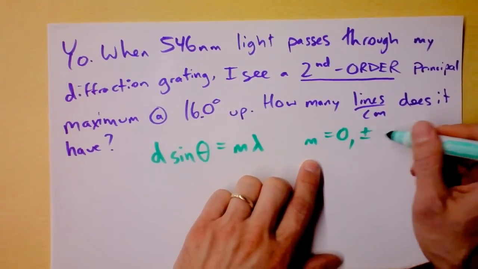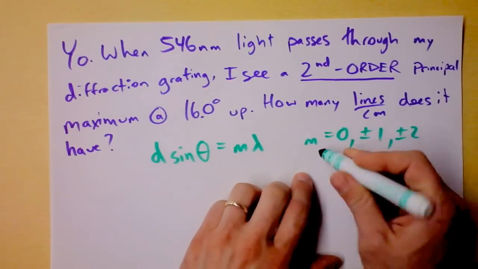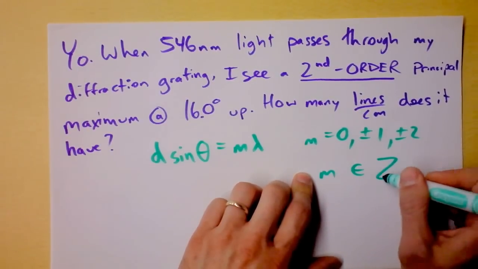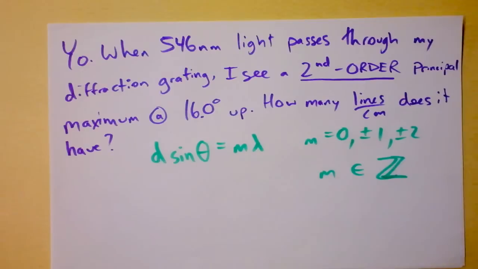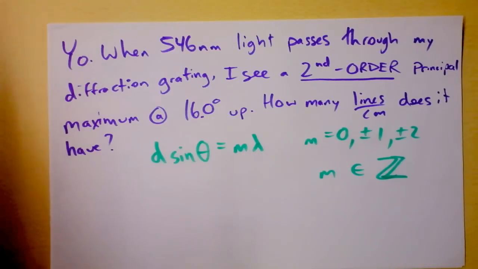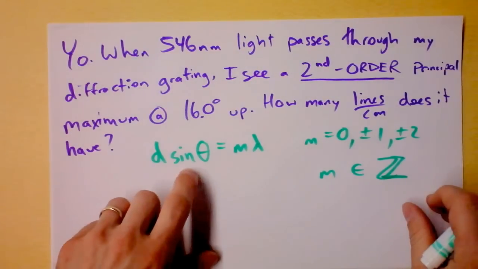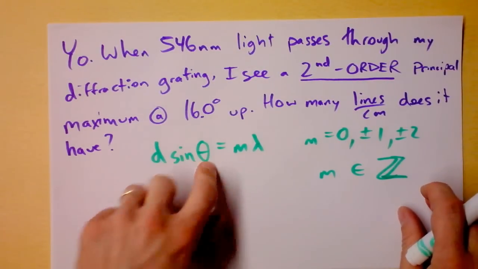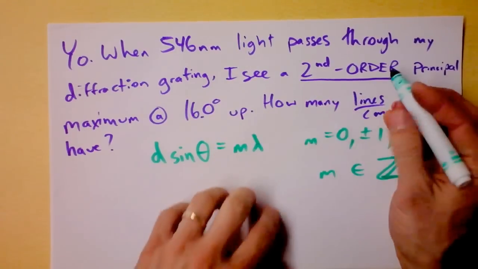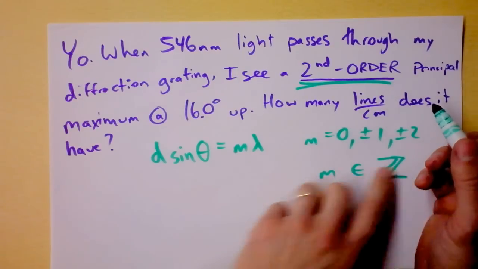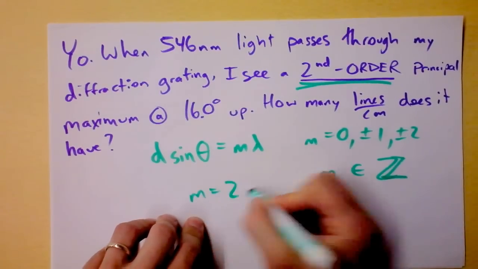Zero, plus or minus one, plus or minus two. Let's write this in scientific notation: d sine theta equals m lambda, where m is an integer. If m is an integer, then we've got ourselves a bright fringe. They're saying the second order principal maximum, so that means m equals 2.